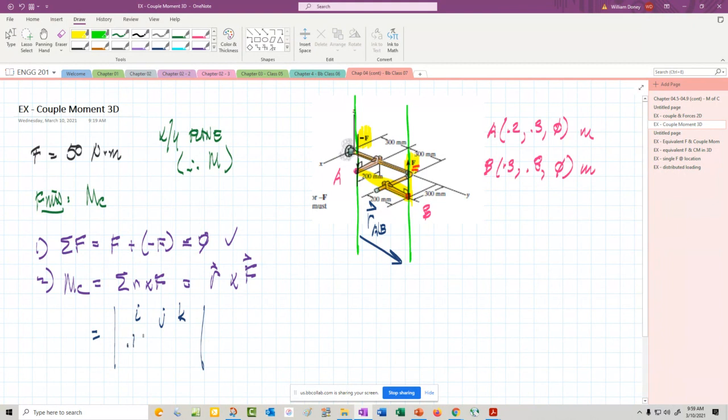We'll get 0.1, 0.5, 0. All right, that's our A to B. And there's the force. And our force vector, if we want to write this in Cartesian vector form, our force, at least on this side, is going to be 0, 0, 50 newtons, right? Because it's only in the Z direction. So that'd be 0, 0, 50.